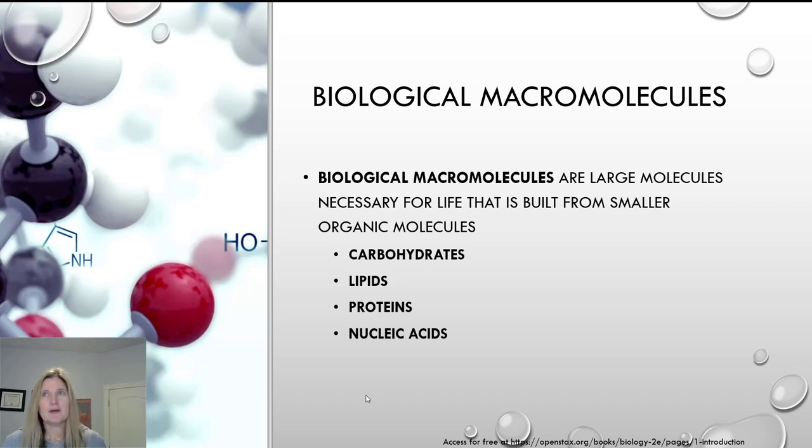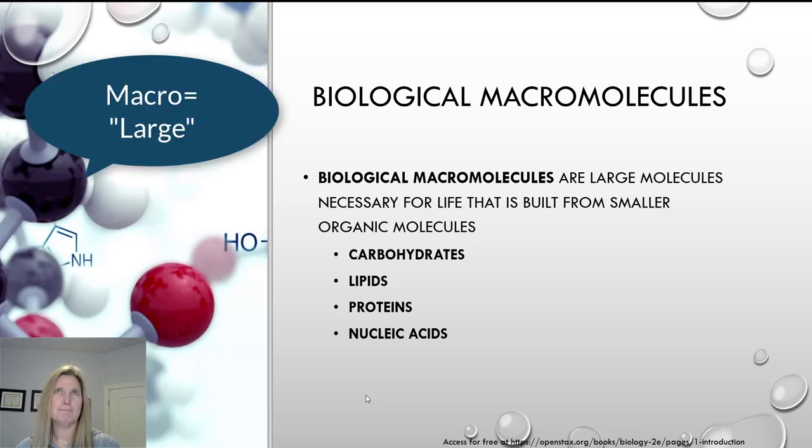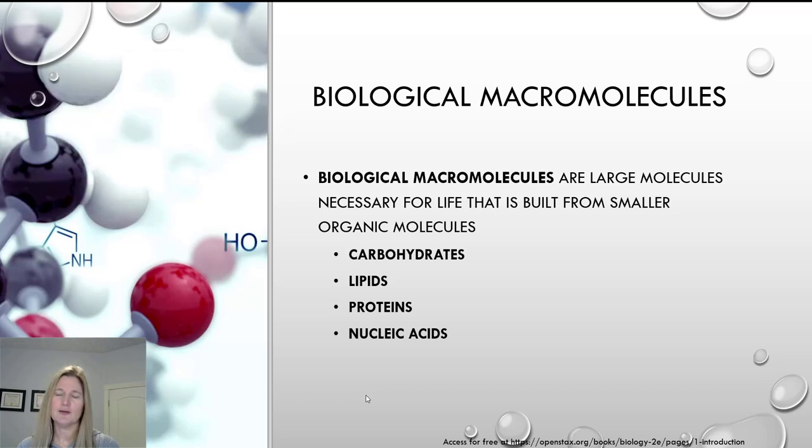So let's start out by first just defining what a biological macromolecule is. Macro means large, right? So they're large molecules necessary for life. And how we build them is we take small subunits or smaller molecules and connect them with a covalent bond. In subsequent videos, we'll get into each of the following macromolecules of life.